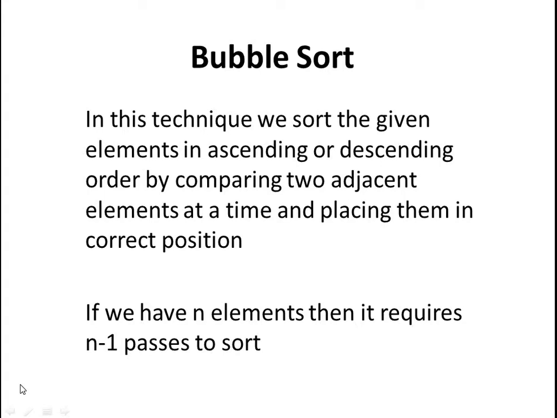In bubble sort, we sort the elements in a given array either in ascending order or descending order by comparing two adjacent elements at a time and placing them in the correct position. That is, if we have an array which is not sorted and we want to sort the elements, we compare the adjacent elements and keep them according to their positions. In an array with n elements, it requires n minus 1 passes to sort the array.